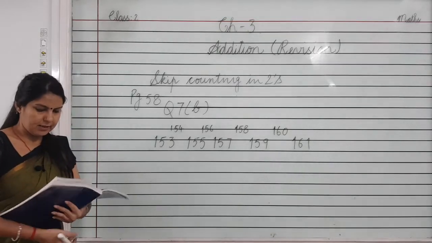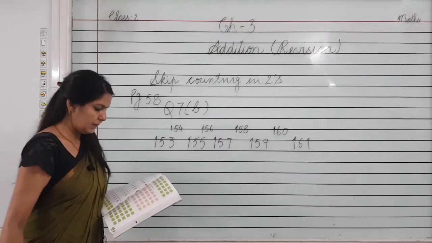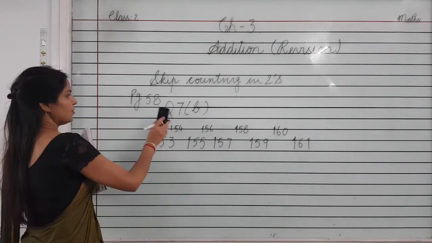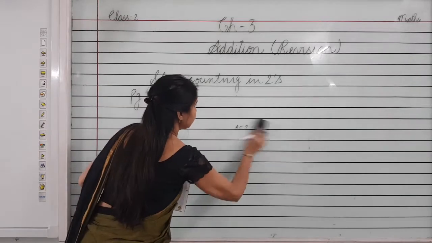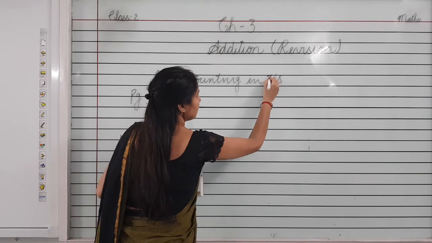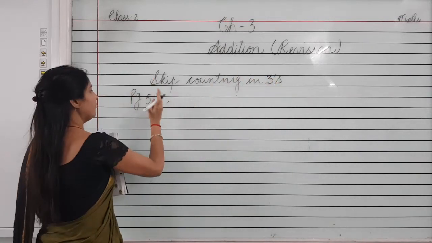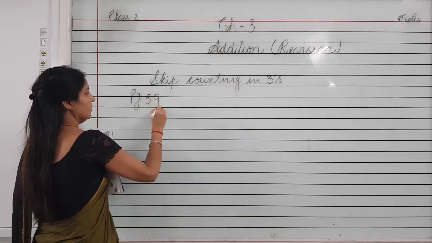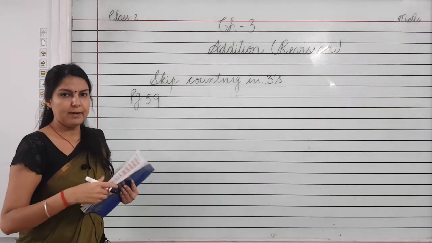So, let's take next sum. This is question number 8. This is skip counting in 3s. Page number 59. First of all, we will see one example.